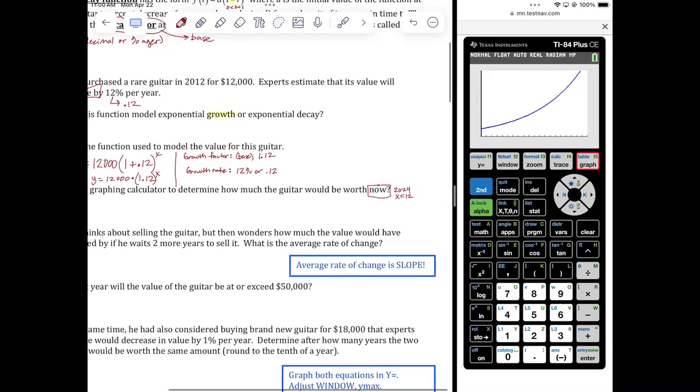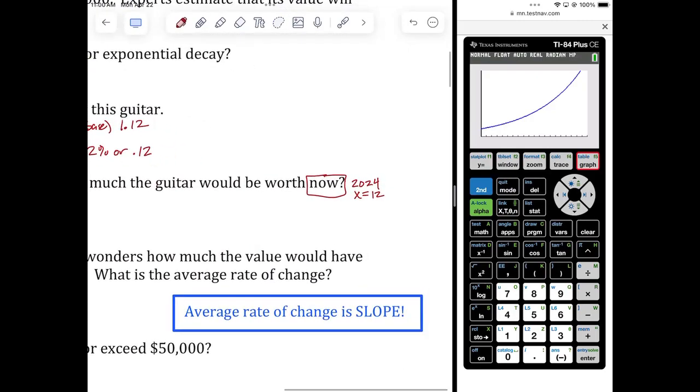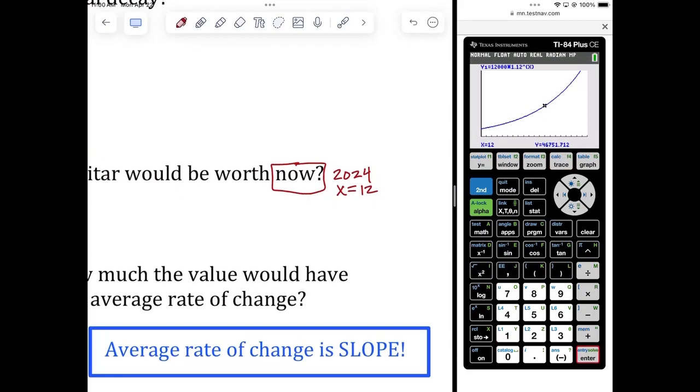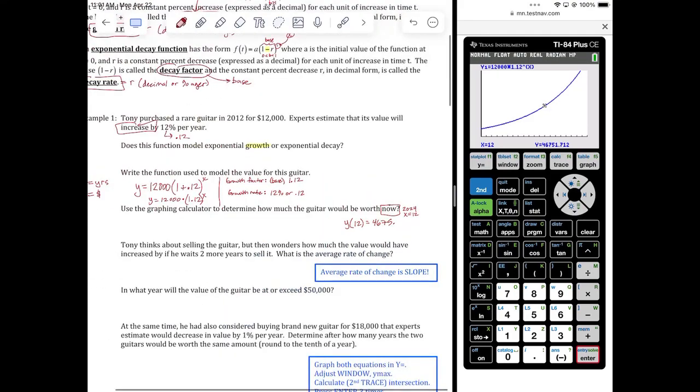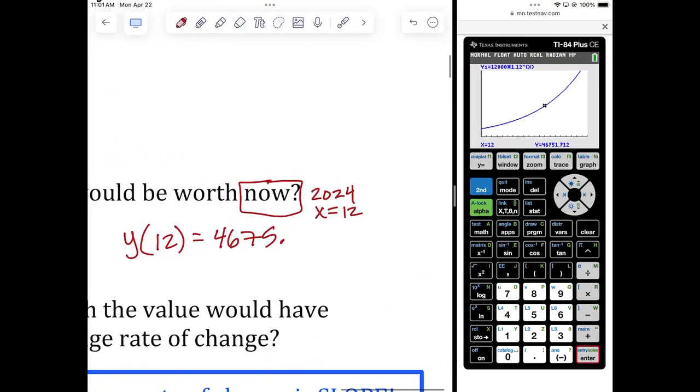So now it says, how much will the guitar be worth now? Since we have 12 in our graphing screen, you can either hit trace, type in a 12, and hit enter. Now here's what you have to show. Y of 12 equals 46,75 point. How many decimals should we round to if we're talking about money? 2. So that's going to be 0.71. And I'll put a dollar sign in front. Or you could say dollars at the end.